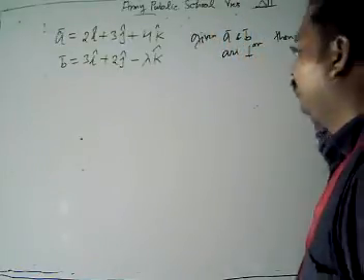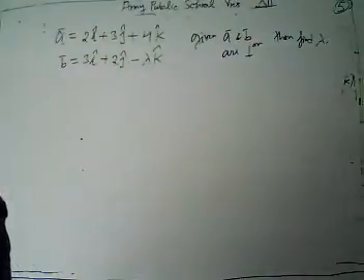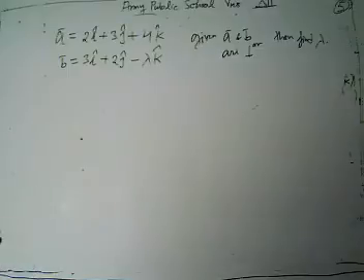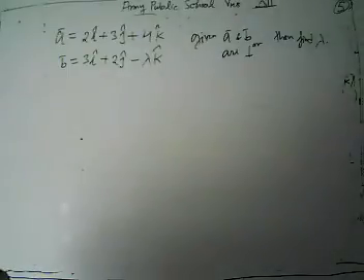Find lambda. Now look, we are given two vectors a and b, and it's given there that these two vectors are perpendicular to each other. Then we have to find the value of lambda here.